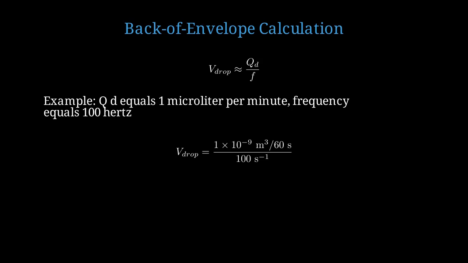Divide by 60 seconds per minute to get the flow rate per second. Then divide by 100 droplets per second. This gives us approximately 167 picoliters per droplet. That's a droplet with a diameter of about 70 micrometers.